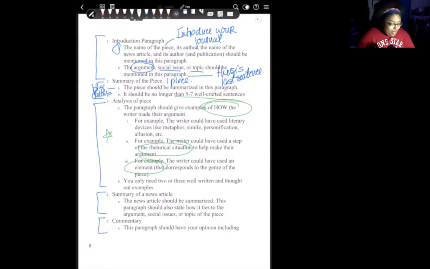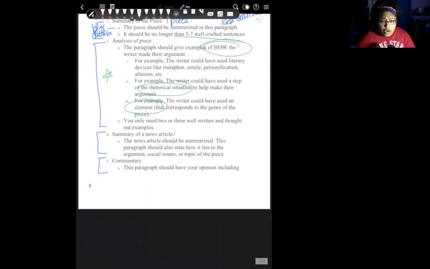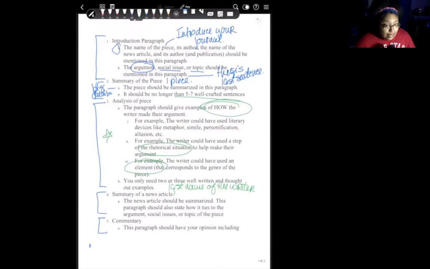So, okay, after you're done with the elements, after you're done with all this analysis, then you want to do your news article here, right? So remember, you had to look for a news article based on your social issue or your topic or whatever. So you want to do the summary of the news article here. You want to use the last name of the writer. And because the reader, i.e., me, has been enthralled by your analysis of the piece, remind me what the name of the article is. So you're also going to rewrite the name of the article.